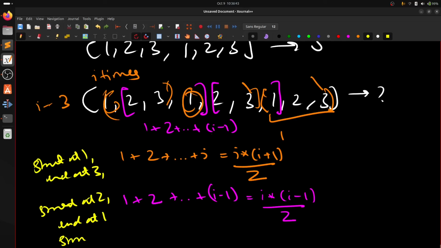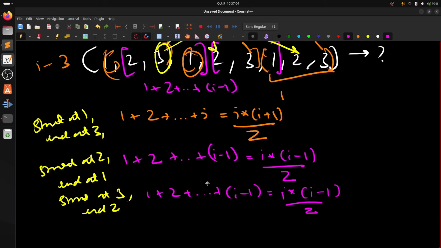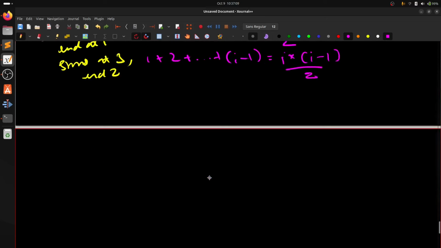Similarly, we'll have start at 3, end at 2, and that also, as you can see, is the same thing again. So it'll be 1 plus 2 plus so on plus I minus 1 again, right? So we get this. So what is the sum of these three? That is the total number of balanced subarrays of 1, 2, 3, 1, 2, 3 repeating.